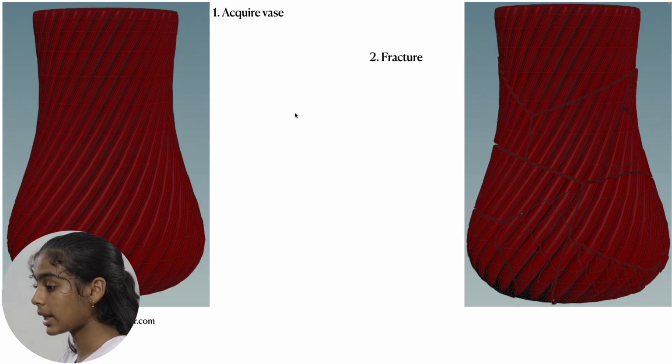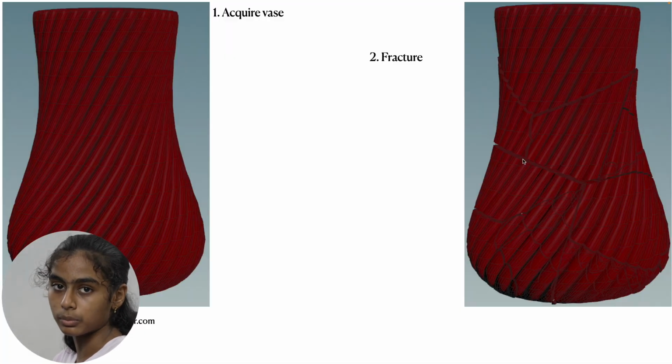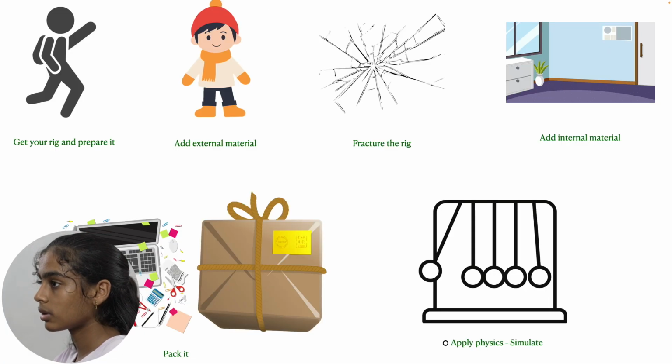So now after we have our vase, what we're going to do is fracture it to make it look something like this. So let's break down our workflow. Our workflow is going to be like this.